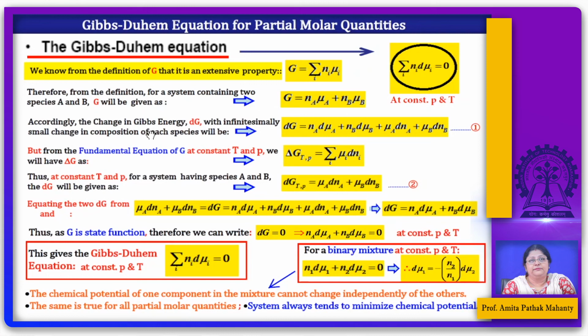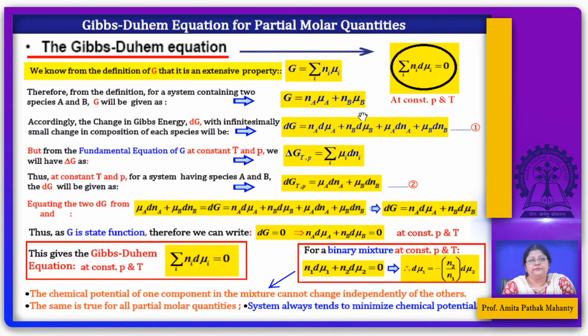According to the change in Gibbs free energy, if there is a small change in the composition of each of the species, how do we write? We write down the total change in G with respect to the variation of each of the components. That is how we have defined the total differential.